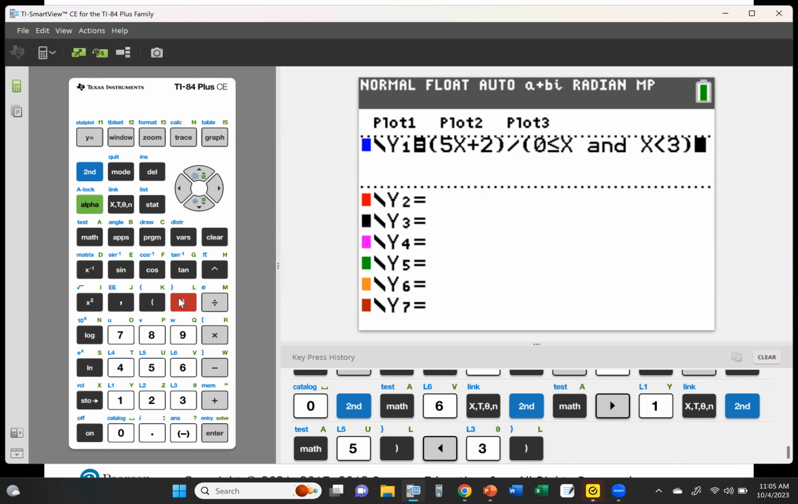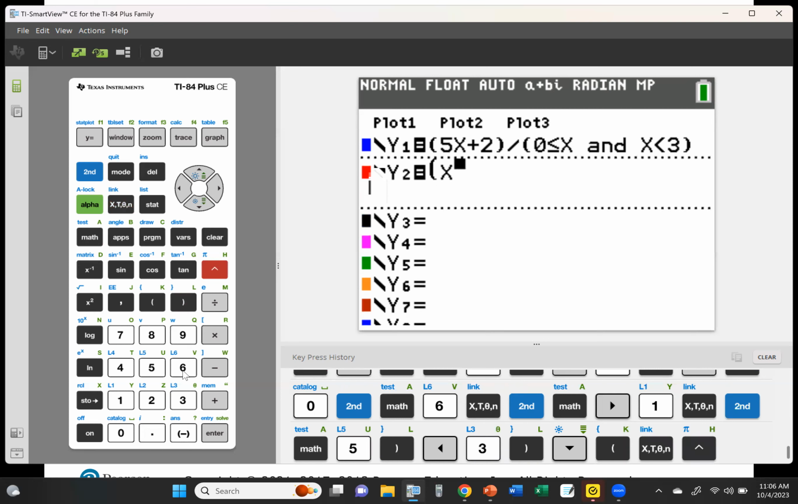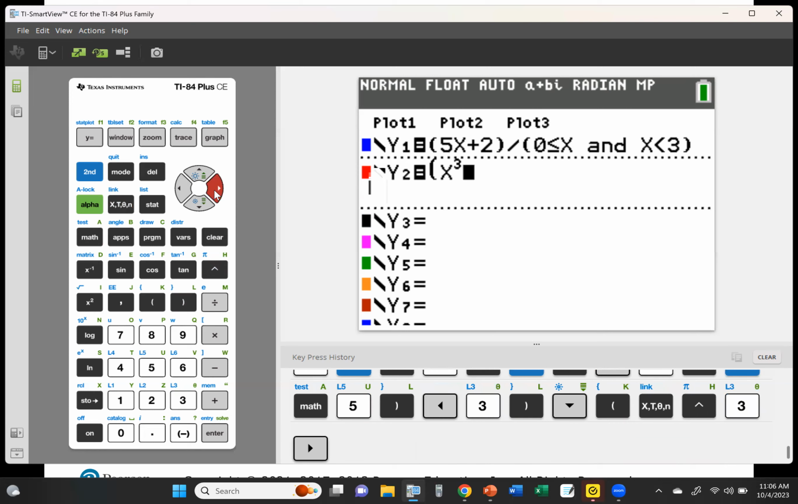So the first part of this function was defined to be 5x plus 2 if x is greater than or equal to 0 and it's less than 3. Okay, now let's type in the second part. So again, I have to use parentheses, and that is x to the third. And I need to arrow out so I can close those parentheses. I have to arrow out of the exponent. And then I'm going to use the division symbol. And then I'm going to type in the inequality.